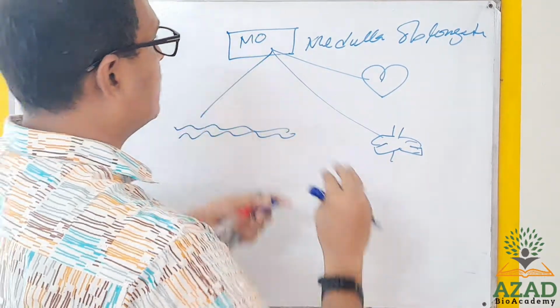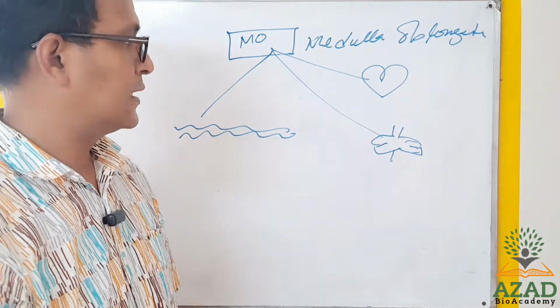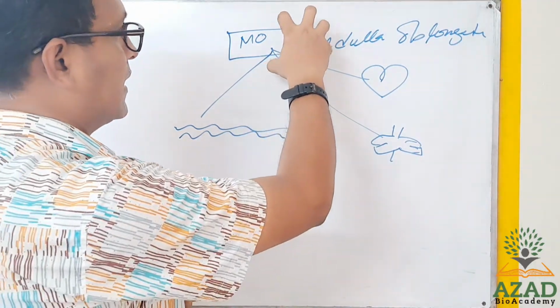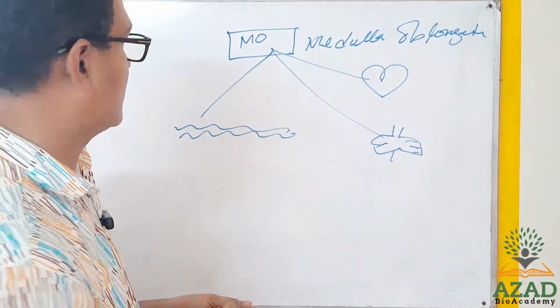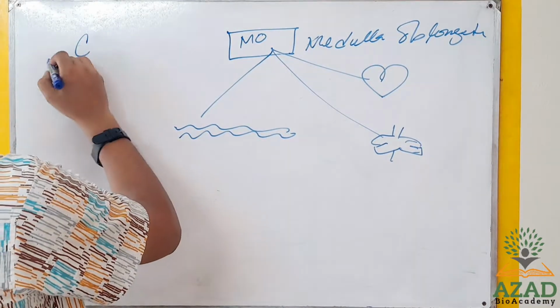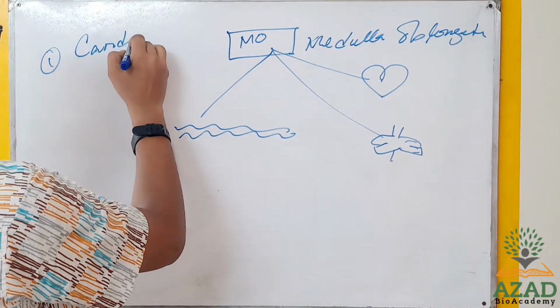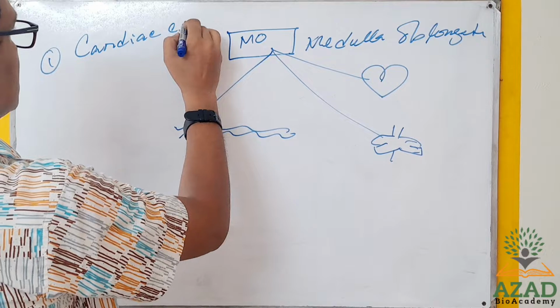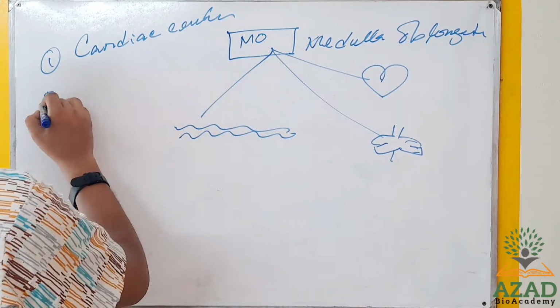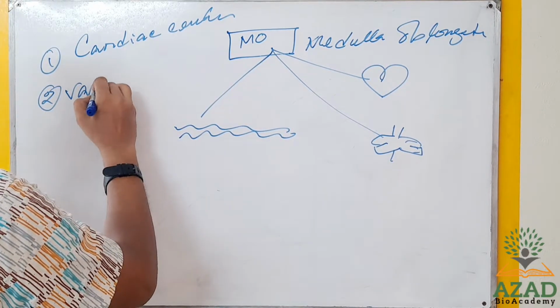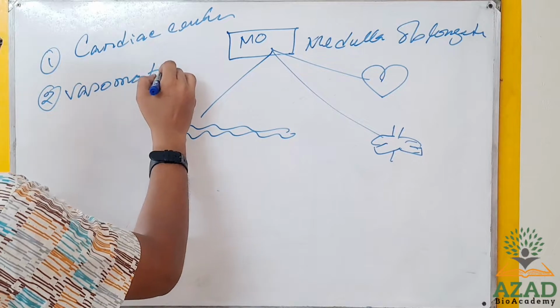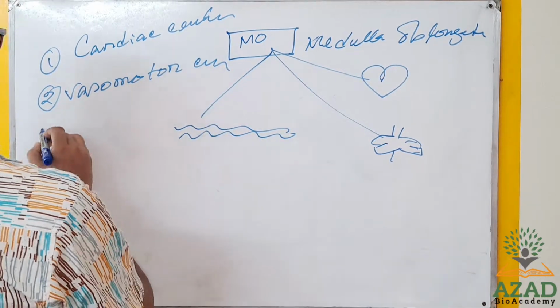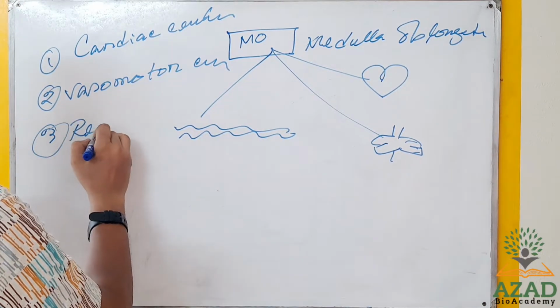So the medulla oblongata has basically three so-called centers. One is your cardiac center, another one is your vasomotor center, and the third one is your respiratory center.